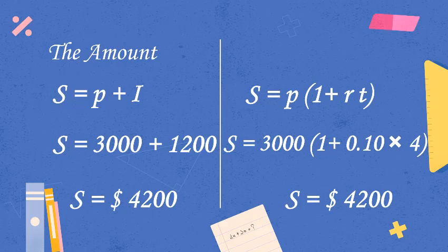Or we can use the formula S equals B times (1 plus R T). Substituting for B with 3,000, for R 10%, and for T 4 years, then S equals $4,200. Note that the result with the first way must equal the result, or the amount, with the second way.